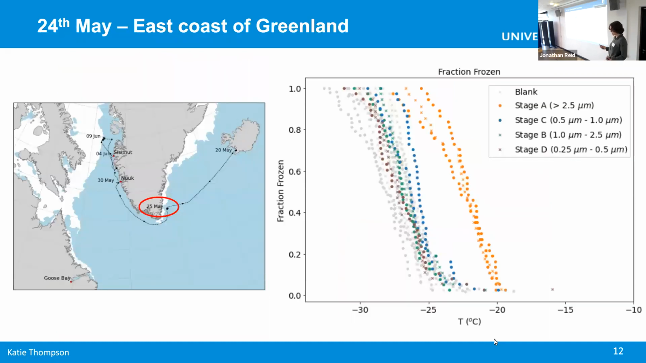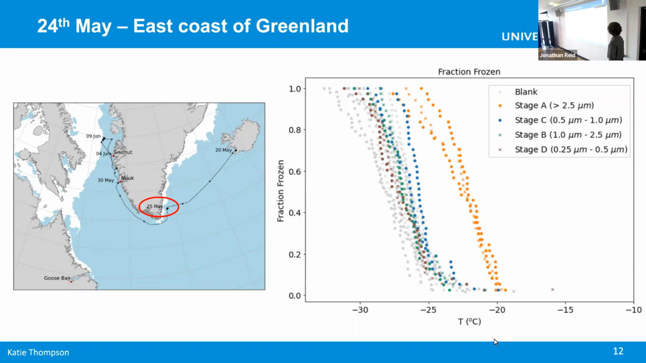So here's some of the data. It's very preliminary, as I've only just got back, but this is just a fraction frozen curve. On the y-axis we've got the fraction frozen, so it's the number of droplets frozen over the total number of droplets, versus the temperature at which they froze. All these gray ones here are the blanks, I think handling blanks, so plain water run through the system to see what it's like without any ice nucleating particles in there.